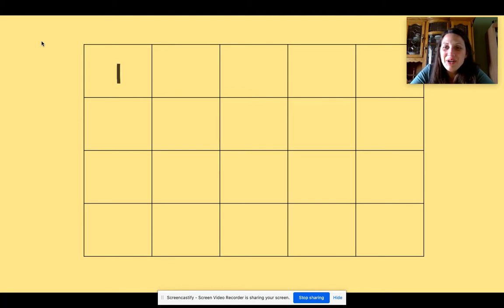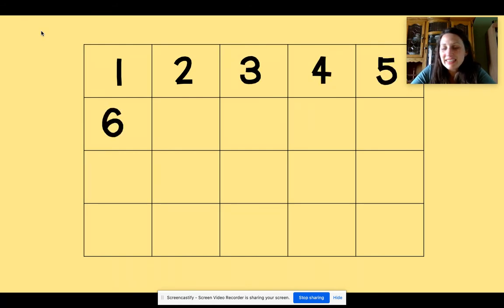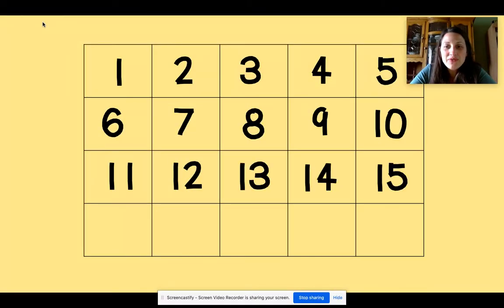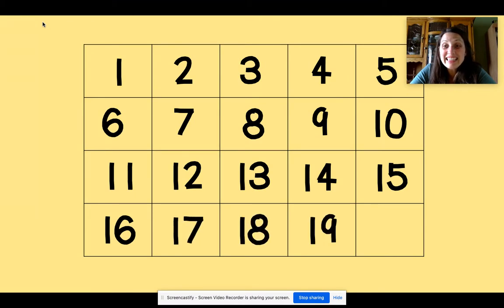Here we go. 1, 2, 3, 4, 5, 6, 7, 8, 9, 10, 11, 12, 13, 14, 15, 16, 17, 18, 19, 20. Our number of the day is 20.